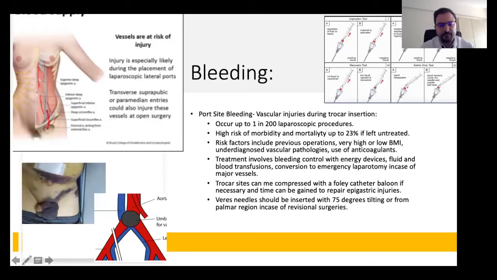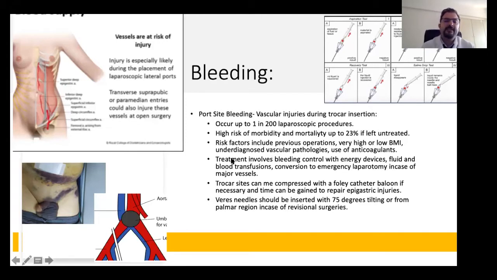our size. But these risk factors depend on the BMI and the weight of the patient, because when the patient has a very low BMI and very low weight, you can have a chance to damage even the abdominal aorta. So you have to insufflate the patient enough before putting in the trocars.